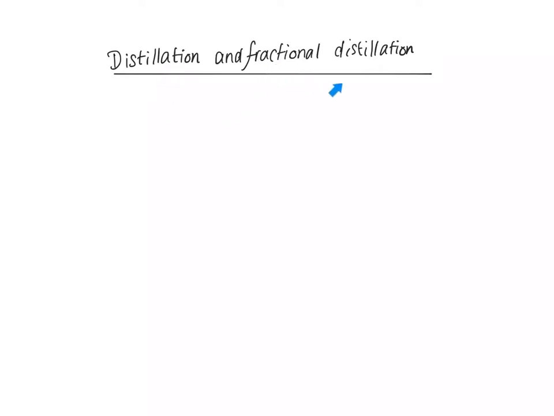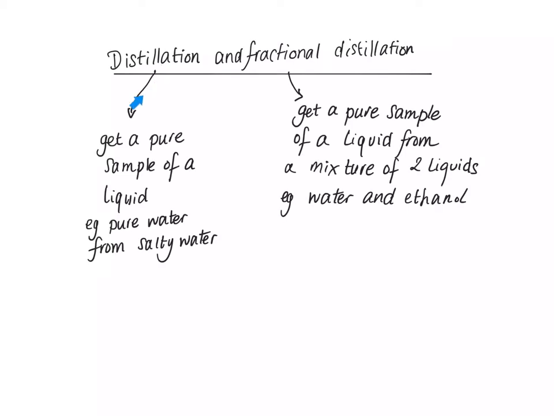Distillation and fractional distillation. Distillation is used to obtain a pure sample of a liquid, for example, if you wanted to get some pure water from some salty water. And fractional distillation is used to get a pure sample of a liquid from a mixture of two liquids. So if you had a mixture of water and ethanol and wanted to get pure ethanol, you would use fractional distillation.